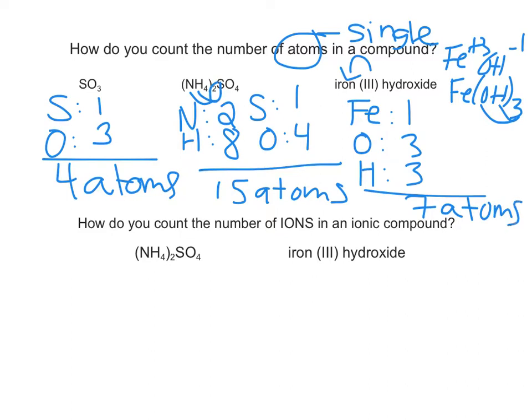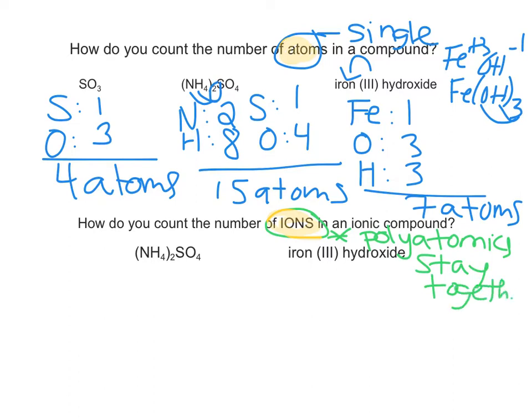Another way we could ask you to count is the number of ions. The difference between atoms, which we talked about first, and ions is polyatomics, things that are found on the back, stay together. So I'm going to make a little note: polyatomics stay together. You count them as 1 unit.